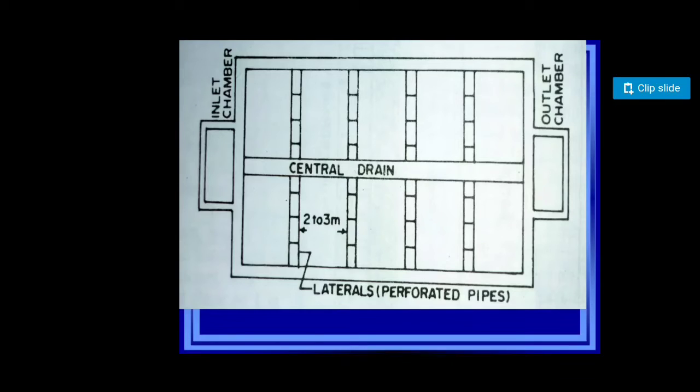So this perforated pipe allows the filtered water coming from the filter media to be taken into these laterals, and these laterals are obviously perforated. The water is collected initially inside these laterals, and the laterals are all connected to the central drain, which is connected to the outlet chamber where the filtered water is collected, right.